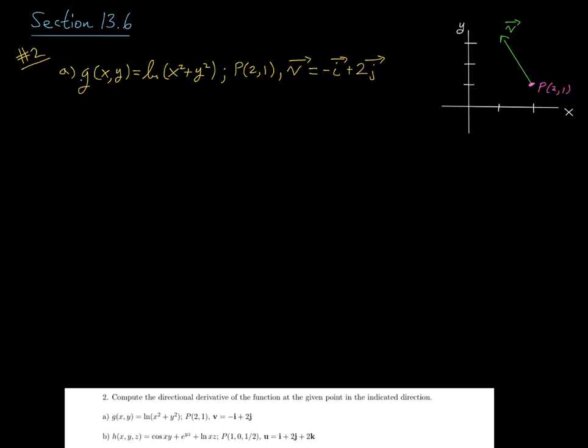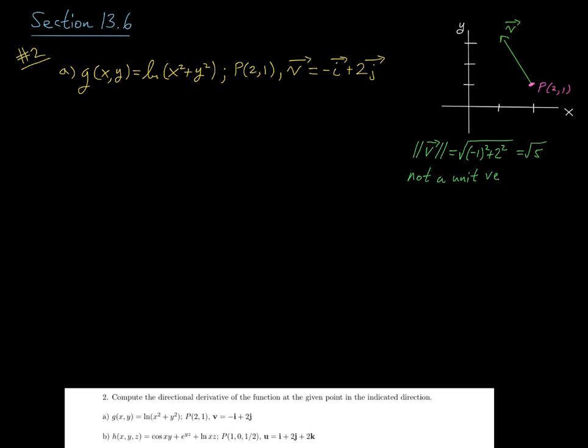Okay, so here in part A we have the function g of x, y, which is the log of x squared plus y squared. And we're going to differentiate this function at the point P with coordinates 2, 1 in the direction of the vector v that's equal to negative i plus 2j. The first thing I want to note here is that this vector v is not a unit vector. If I take its magnitude, in other words its length, I get the square root of 5. So this thing is not a unit vector.